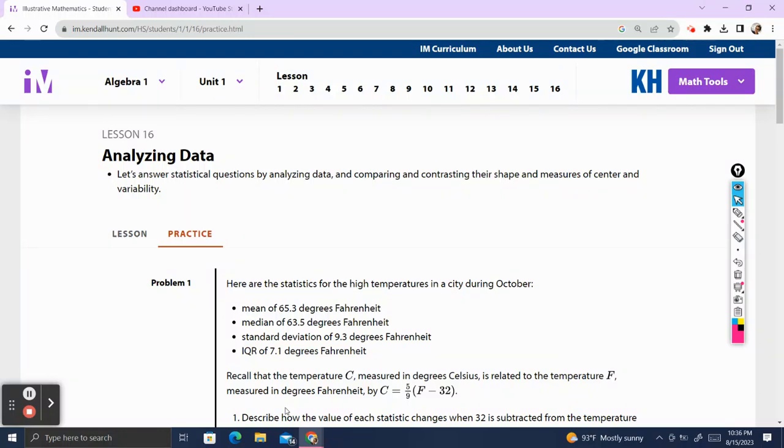Today we're going to go over Illustrative Math, Algebra 1, Unit 1, Lesson 16, Practice. We made it to the end of the unit.